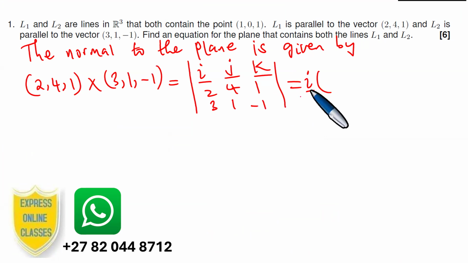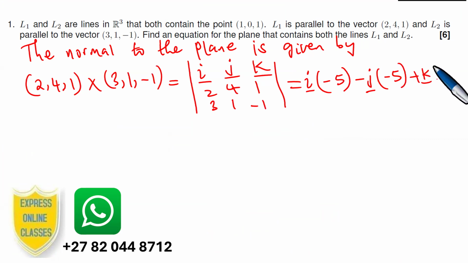For the unit vector i, we multiply 4 times -1, you get -4, minus 1, which is -5. Then for j, it is minus 2 minus 3, which is -5. Right, and we block this row and this column, we get exactly 2 times 1, which is 2, minus 12. And 2 minus 12 is -10.